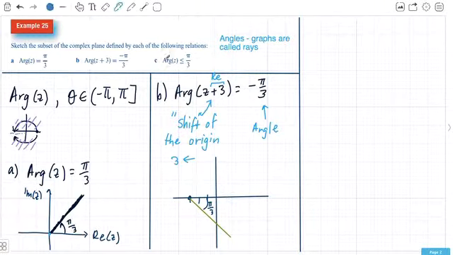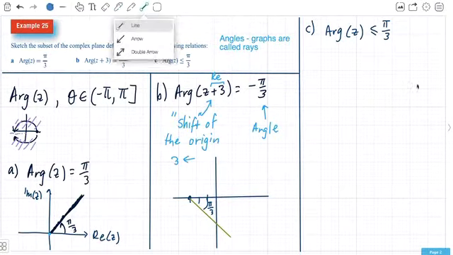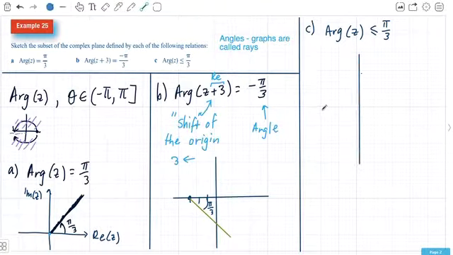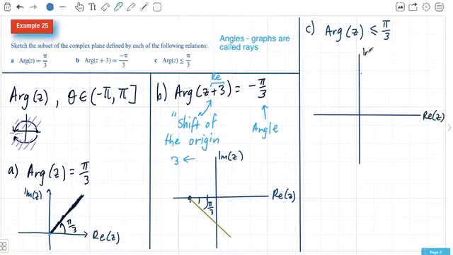The last one, see if you can try this one without me. So you can pause the video and have a go at this one. You've got arg of z is greater than or equal to pi on 3. Now we know the first thing, let's just get our axes, and we should be making sure as well that we label our axes. So the real and the imaginary. Alright, so now we've got arg of z is less than or equal to pi on 3.